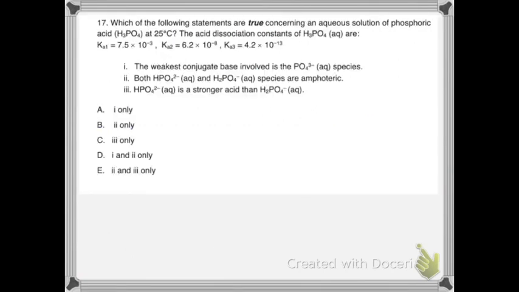So number 17 is asking us some true and false questions about a triprotic acid, phosphoric acid. And it gives us the Kas for all 3 deprotonations. So looking at the first statement, they say the weakest conjugate base involved is the phosphate species. So we know that the weakest conjugate base will come from the strongest acid.